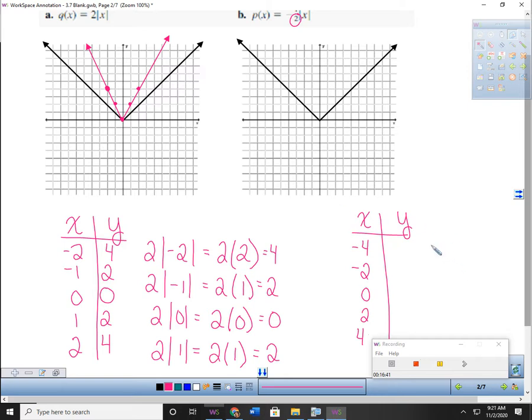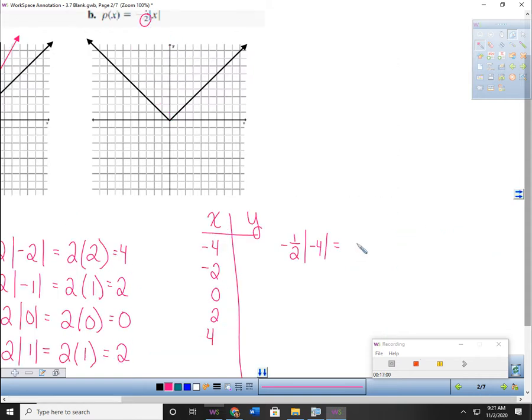Okay, so I have -1/2 times the absolute value of -4. So what's the absolute value of -4? 4. So that'll give me -1/2 times 4, which is -2. And you can do that in your calculator, right? You just can't do the absolute values in your calculator.